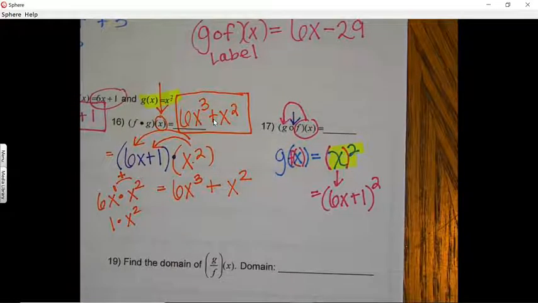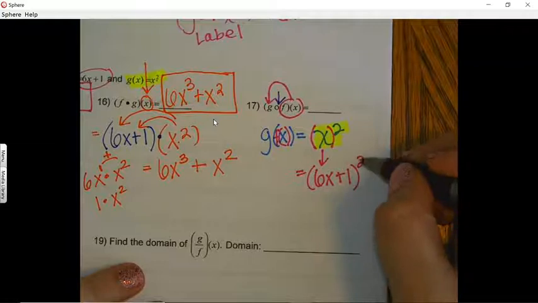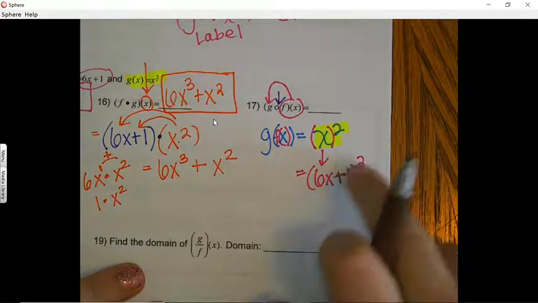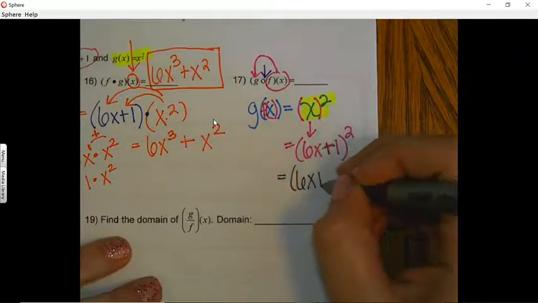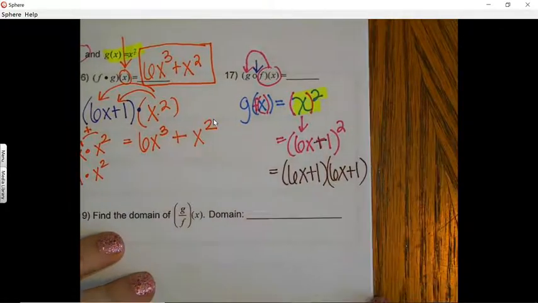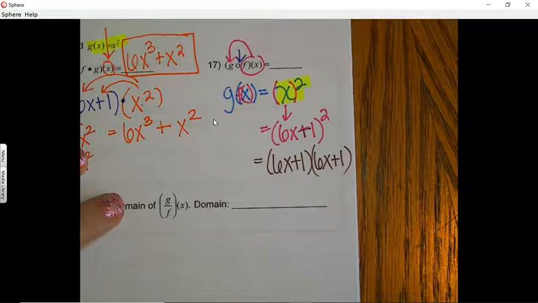And then if it's possible, you're going to simplify. In this case, it is possible. Remember, we learned in previous chapters, you cannot distribute this exponent because of this plus right here. If this plus was not there, then yes, you would distribute. So we're going to do 6x plus 1 times 6x plus 1. We cannot distribute that exponent, so we're going to go ahead and FOIL and multiply here.